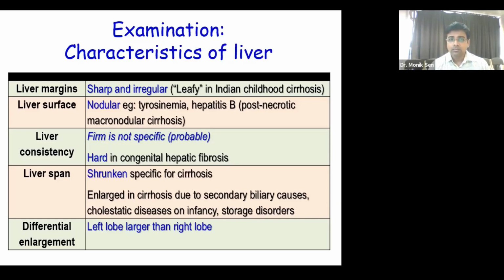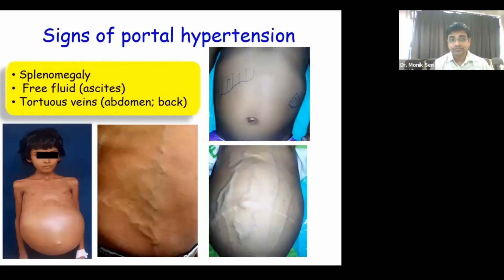The liver may be hard in congenital hepatic fibrosis or firm, but firm is not specific for chronic liver disease. It may be present in an acute viral hepatitis also. If the liver span is shrunken, it is specific for cirrhosis. It may be present in acute liver failure, but an enlarged liver may be seen in a secondary biliary cirrhosis, cholestatic diseases, and storage disorders. Differential enlargement, if you have, is suggestive. That means the left lobe is larger than the right lobe.